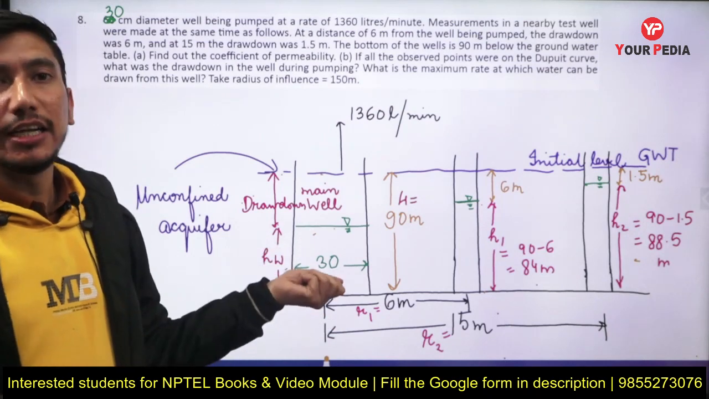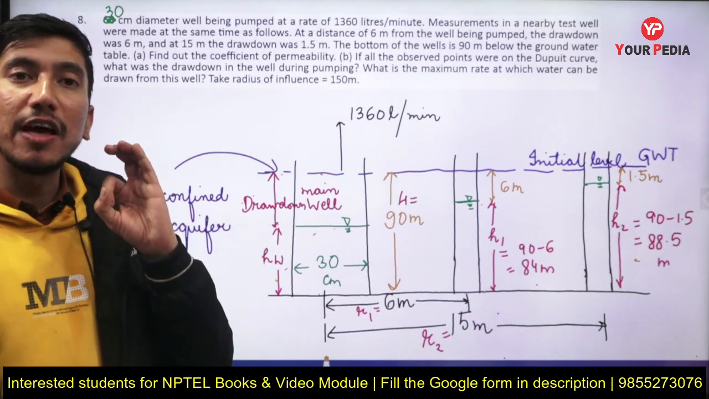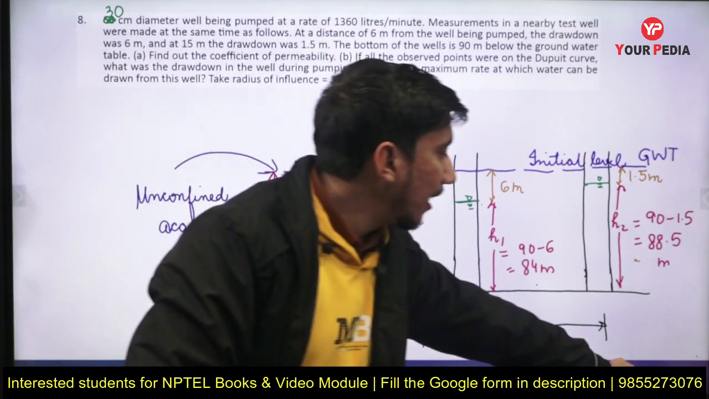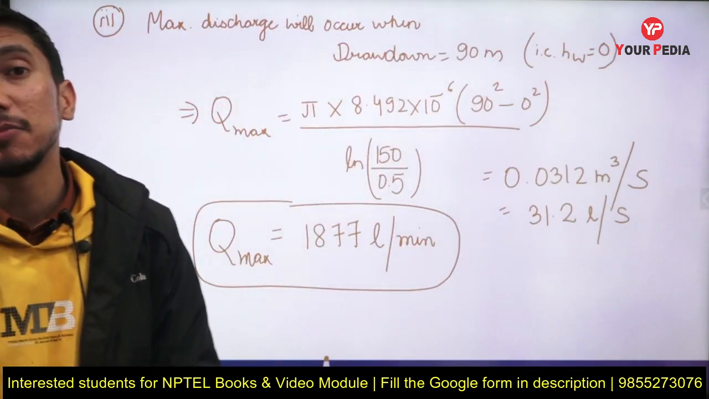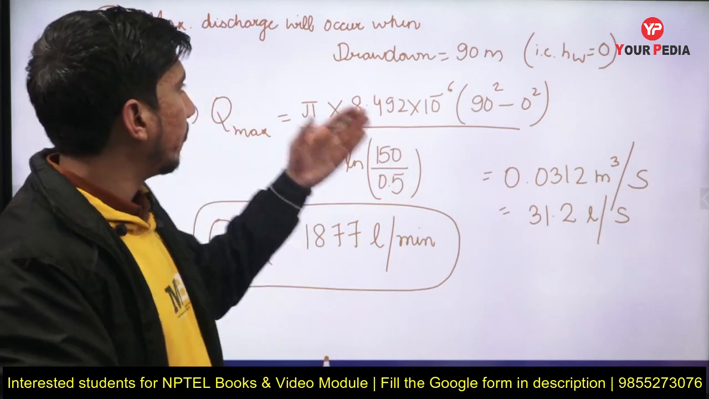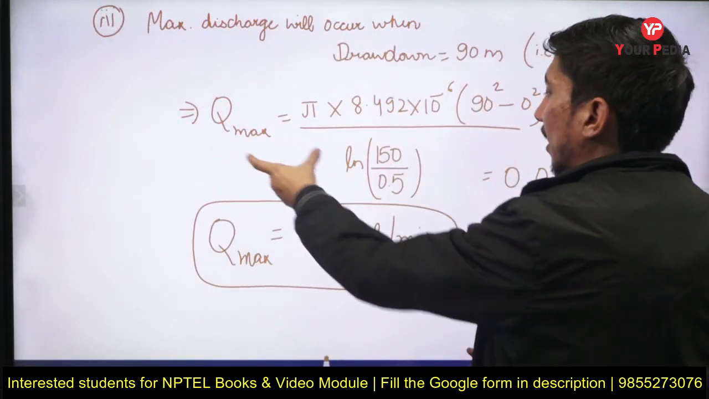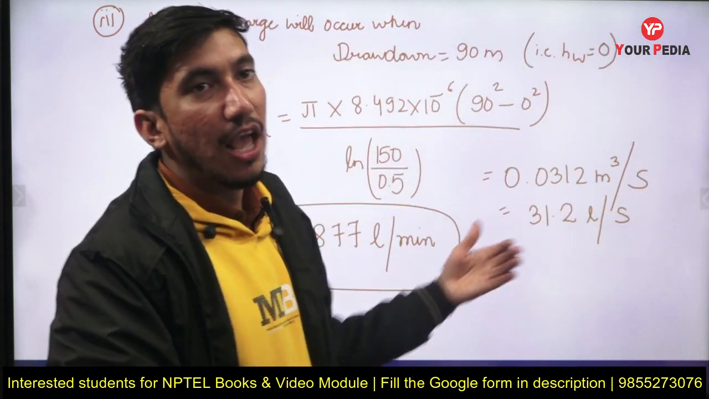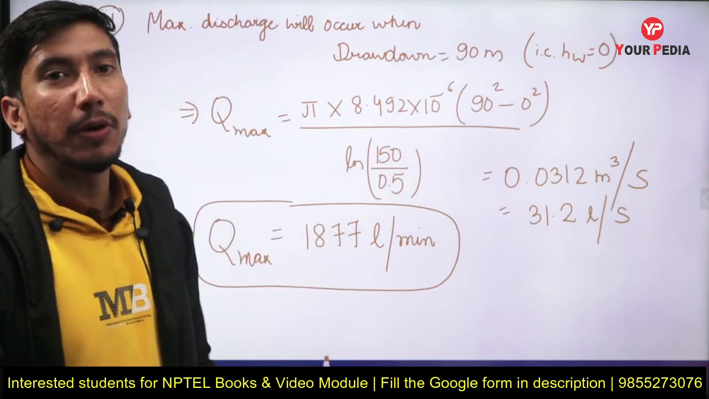So when drawdown is 90 meters, what will be the value of HW? 0 meter. So if I put the value of HW as 0 meter in the Dupuit's formula, I can find the maximum yield or the maximum discharge that is possible out of this aquifer. And for that value, I'm just putting HW as 0, and I get Q max as 0.0312 meter cube per second, or in terms of liter per minute, it is 1877 liter per minute.